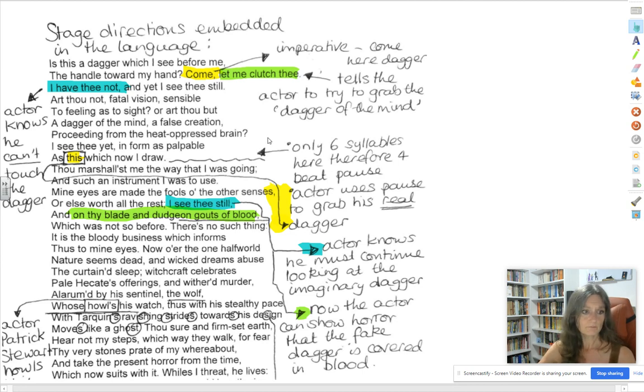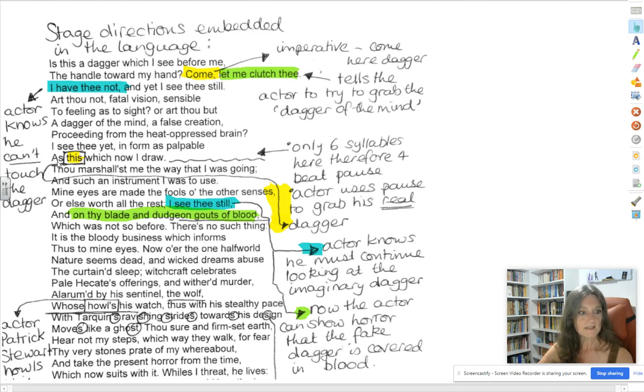Now, I just talked about iambic pentameter and blank verse. And if you read through this, you'll find it's about 10 or 11 beats on most lines. You've got some feminine endings going on, which elongate some of the lines to 11 to make Macbeth sound a bit weak. But this line's really interesting because, again, we haven't got 10 beats. So by not using 10 beats, Shakespeare is embedding a stage direction in for the actor. So he's going, "I see thee yet, in form as palpable as this which now I draw."